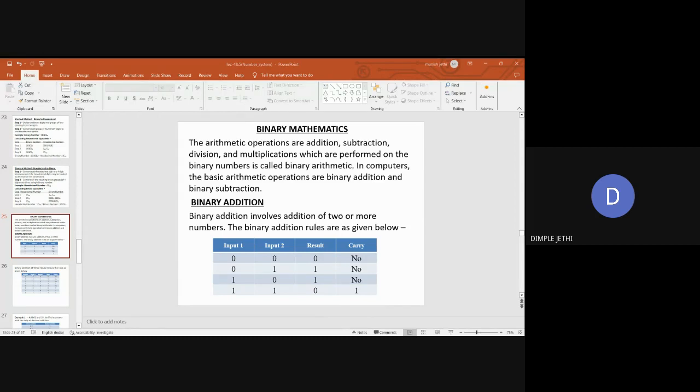Clear? Norbert, Peace and Abdullahi, both of you. Yes, clear. This is the addition of two binary numbers.